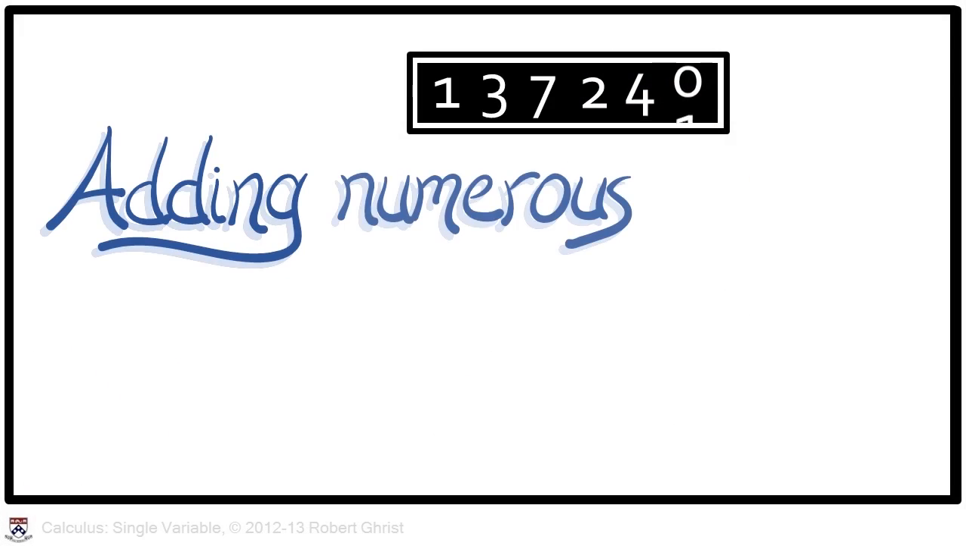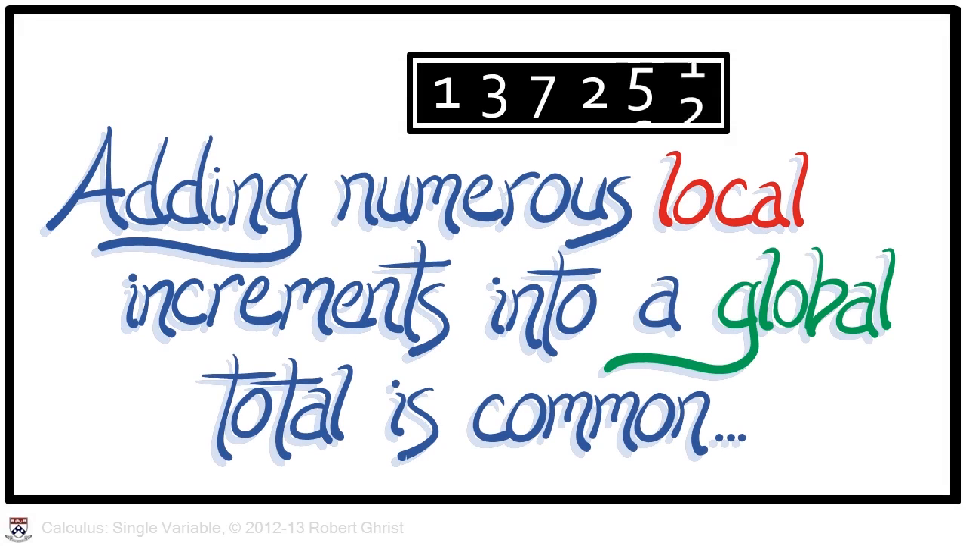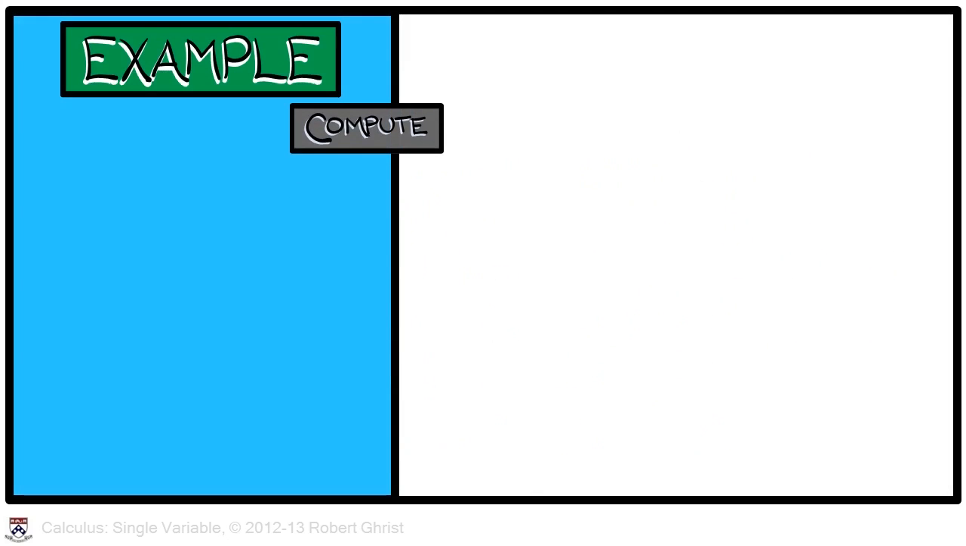This lesson is all about adding larger and larger numbers of smaller and smaller local amounts into some global sum. That's not too unusual of a thing to do. So let's do so in the context of a simple classical example. Compute the sum as i goes from 1 to n of i. That is, 1 plus 2 plus 3, all the way up until n.